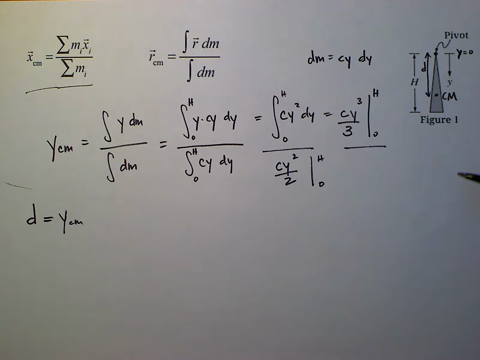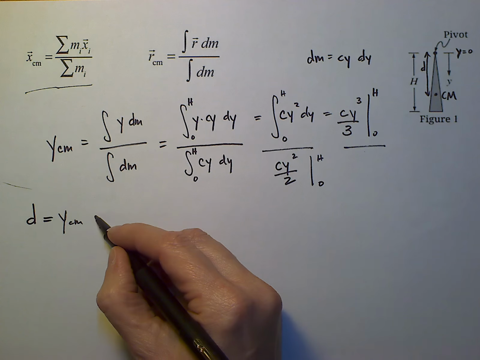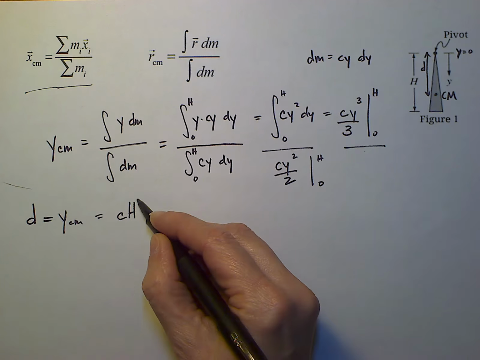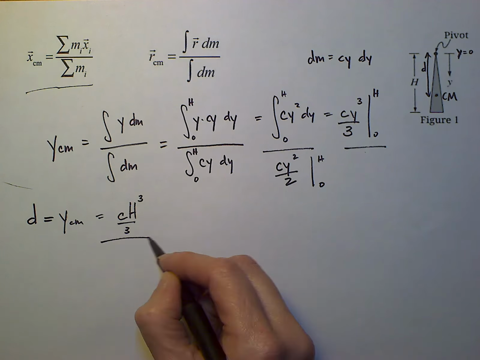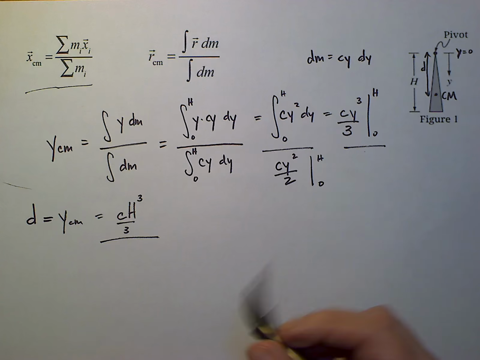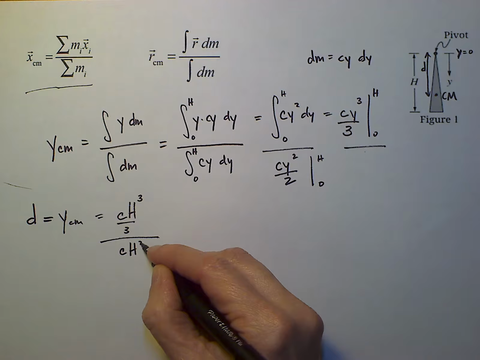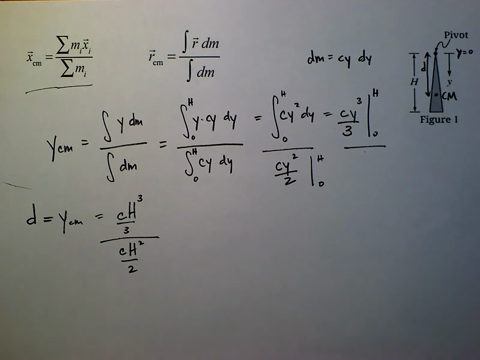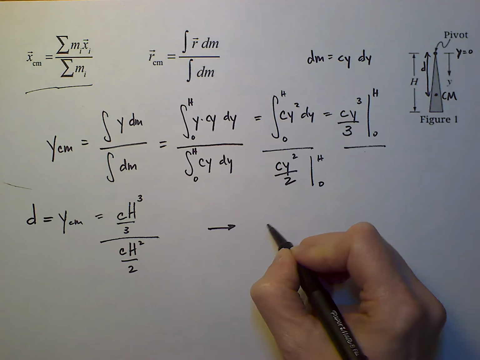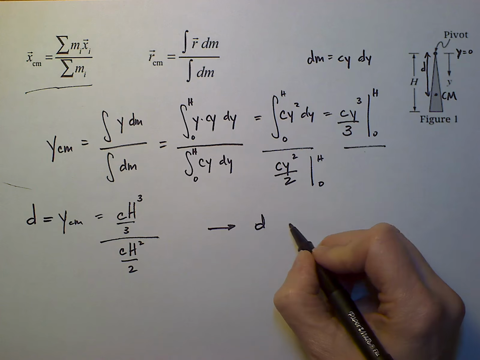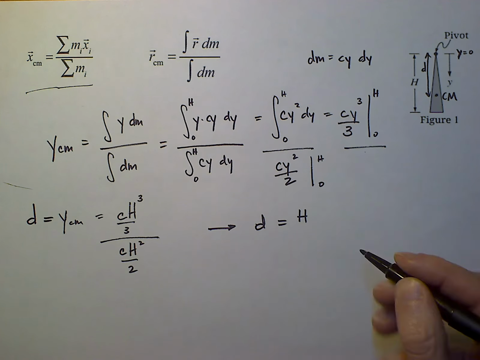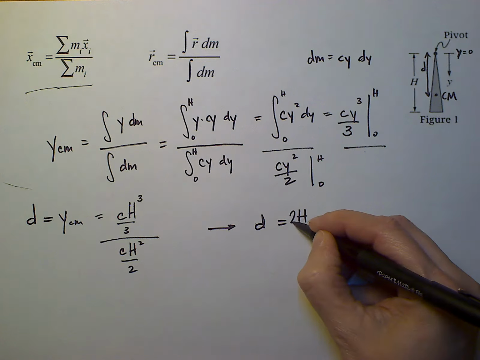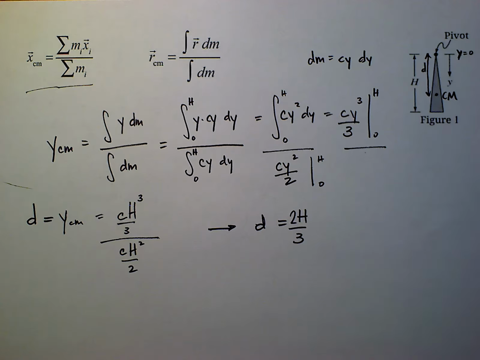Okay, so on the top, plugging in the 0 again with the previous one, that's just 0. So this ends up being c times h cubed over 3. And then on the bottom, c times h squared over 2. And so my c's cancel out, some of my h's cancel out. Here's the big idea. My d is going to be h, bring the 2 up to the top, and then over 3. So 2h over 3.